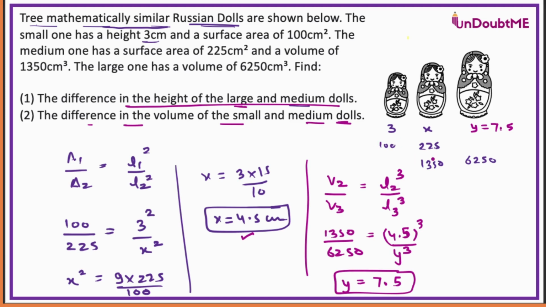Now we have volume of medium. We can use this to get volume of small. We will use the same condition for volume which we have used. Okay, so let us do that on the next slide.